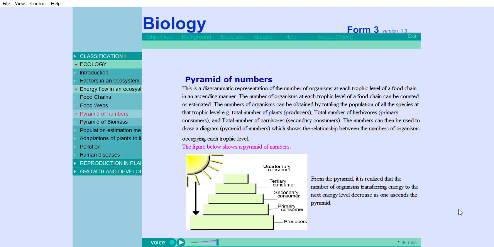For example, total number of plants or producers, total number of herbivores or primary consumers, and total number of carnivores or secondary consumers. The numbers can then be used to draw a diagram or pyramid of numbers which shows the relationship between the numbers of organisms occupying each trophic level. The figure below shows a pyramid of numbers. From the pyramid, it is realized that the number of organisms transferring energy to the next energy level decrease as one ascends the pyramid.